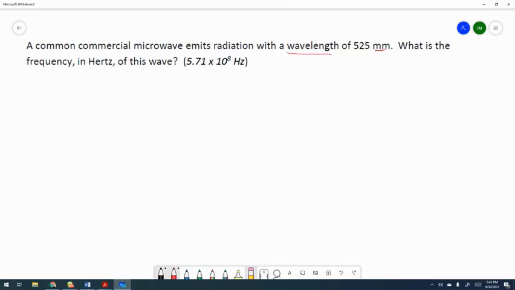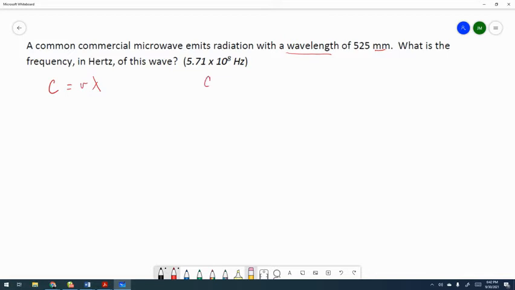Wavelength is what we're starting with here, and we're looking for hertz. So when we look at those two equations, c equals frequency times wavelength is the one that we're going to use, right?